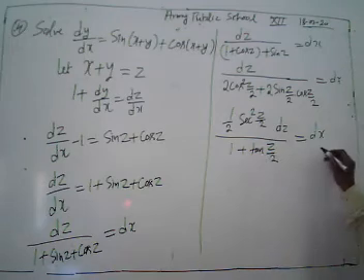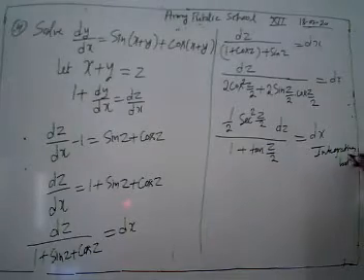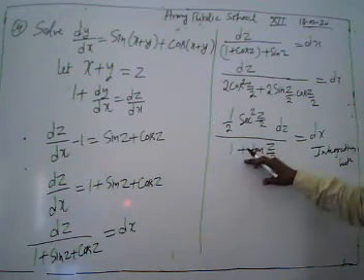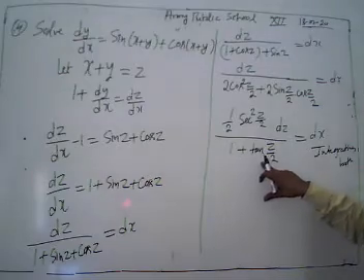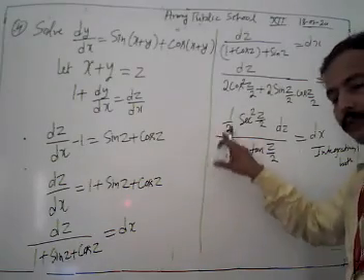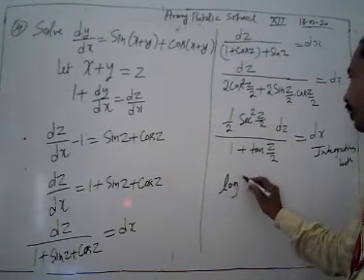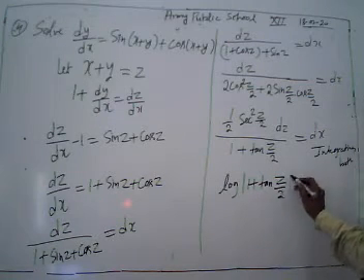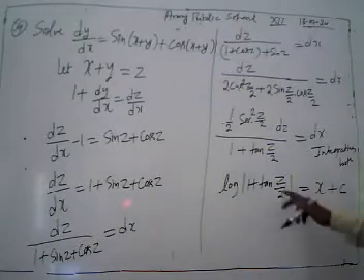Then we integrate both sides. I will again recall that we take 1 plus tan z by 2 as t, then differentiating we get sec square z by 2, and the integration of z by 2 gives a factor of 2, so 1 by 2 and 2 cancel out. After integration we have log of 1 plus tan z by 2 is equal to x plus c. Now we put the value of z.